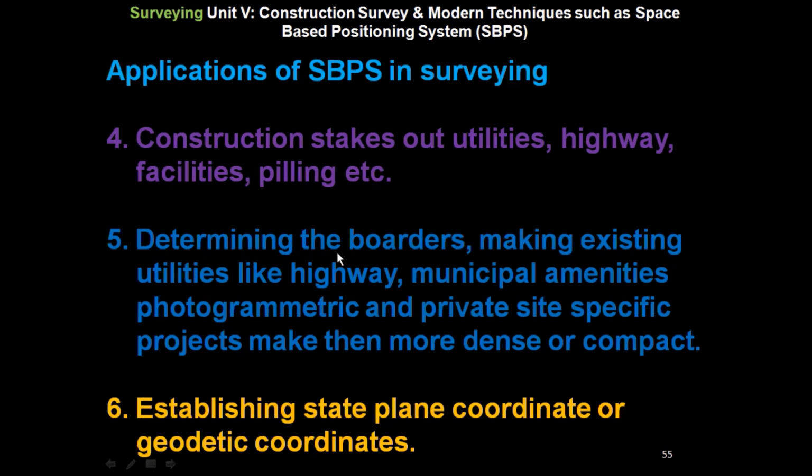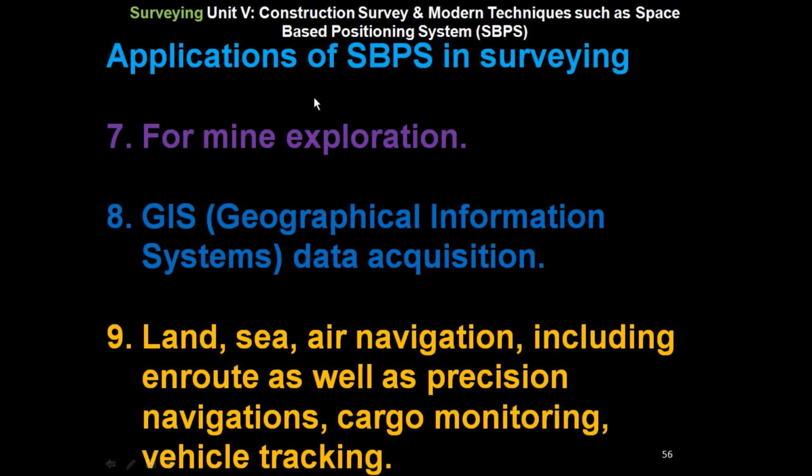Fifth application is determining the borders, marking existing utilities like highway, municipal amenities, photogrammetry and private site specification projects, to make them more dense or compact. Sixth application is establishing state plane coordinates or geodetic coordinates. Seventh application of SBPS in surveying is for mine exploration. Eighth application is GIS, that is Geographical Information System, data acquisition. Ninth application is land, sea, air navigation, including en route as well as precision navigation, cargo monitoring, vehicle tracking.